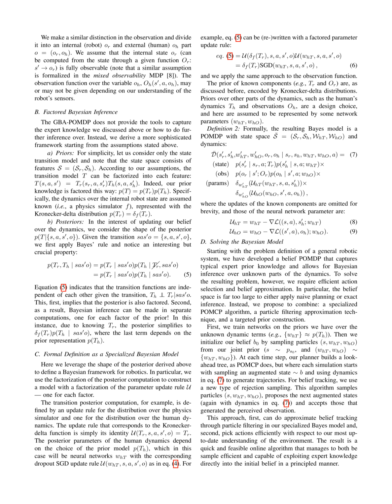We apply the same approach to the observation function. The priors of known components, T_R and O_R, as discussed before, are encoded by Kronecker delta distributions. Priors over other parts of the dynamics, such as the human's dynamics T_H and observations O_H, are a design choice, and here are assumed to be represented by some network parameters, theta_H. Formally, the resulting Bayes model is a POMDP with state space S_R, S_H, theta_H, and dynamics.